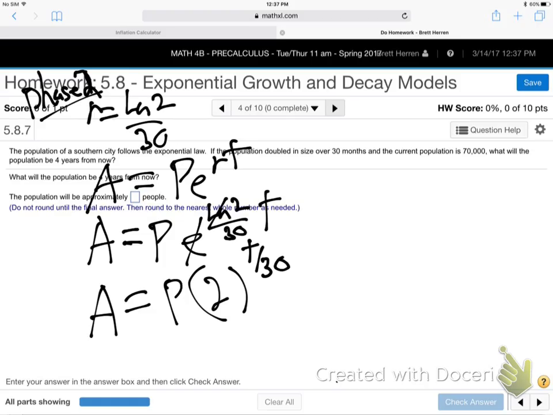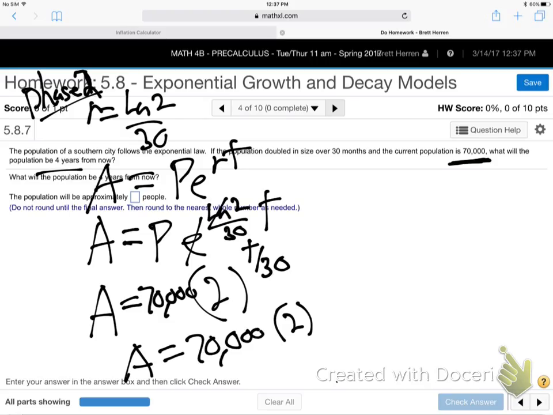Everybody see that? Because the 30 and the t were not plugged into the Ln function, they're just powers on their own. And 30 is the denominator, so it's t over 30. So we get to there, and now here comes their question. The current population is 70, so that's the P. If you call it current, it's now. It's like a principal investment. 70,000 now. What's it going to be in 4 years?